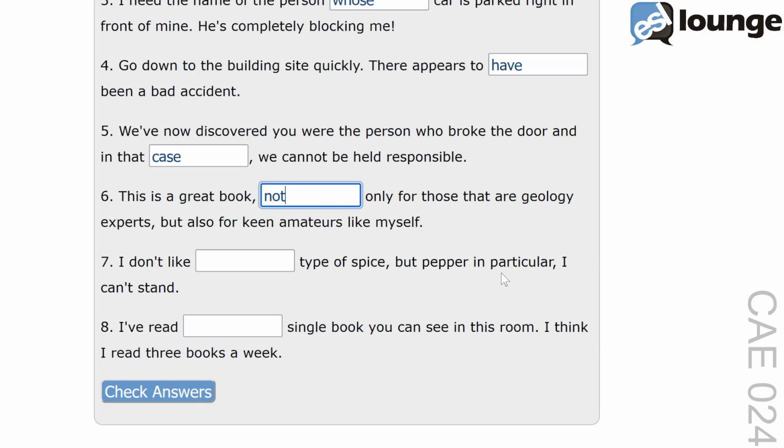Question 7. I don't like blank type of spice, but pepper in particular I can't stand. The correct answer is any. The phrase any type of is used to refer to all kinds within a category. For example, I don't like any type of seafood. This phrase emphasizes the general dislike of spices.